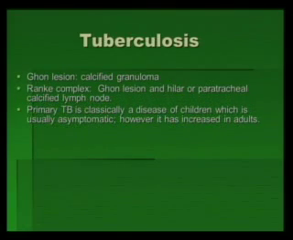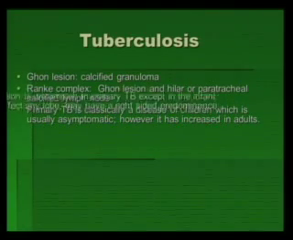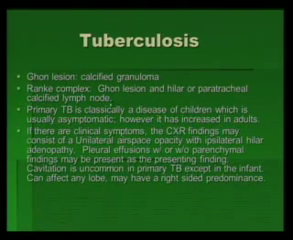Primary TB is classically a disease of children and usually asymptomatic, but it has increased in adults. If there are clinical symptoms, on the chest x-ray of a kid, you can have a unilateral airspace opacity with hilar adenopathy. Adults usually don't get adenopathy with TB. Children sure can.